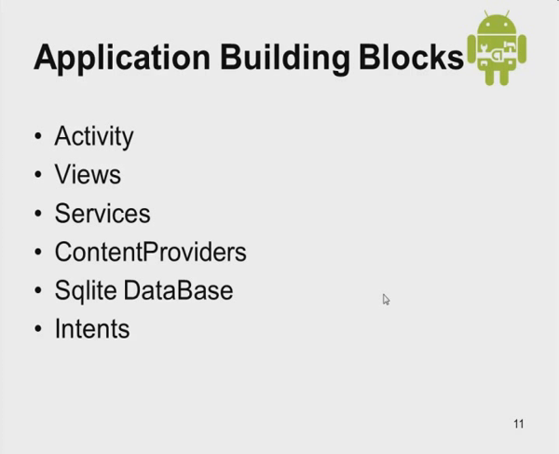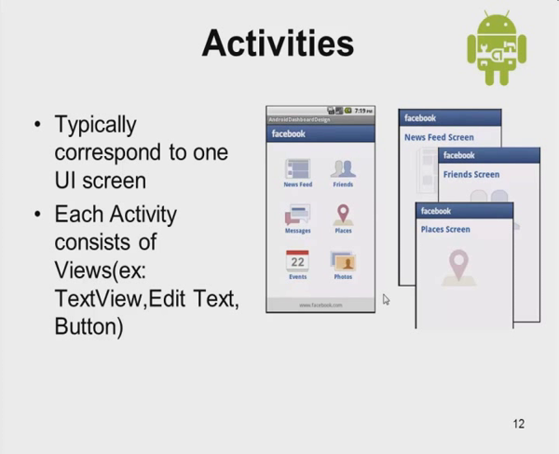Now today I will cover application building blocks of Android. Here are listed some of the application building blocks, which are activity, views, services, content providers, SQLite database, and intents. Now what is an activity? Each screen in an Android application is an activity, and each activity consists of some views.